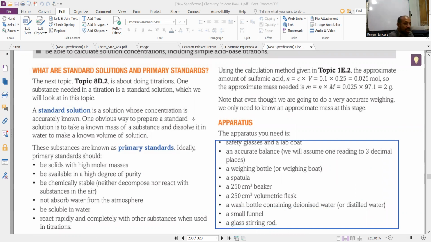The apparatus that you need. Quickly write down the apparatus that you need. We need safety glasses and a lab coat. That is a must always. Whatever the practical you are going to do, that's why I don't let you enter the lab without safety glasses and lab coat. Then you should have an accurate balance, 3 decimal places, weighing bottle or weighing boat, spatula, 250 beaker, 250 volumetric flask, wash bottle, small funnel, and stirring rod.